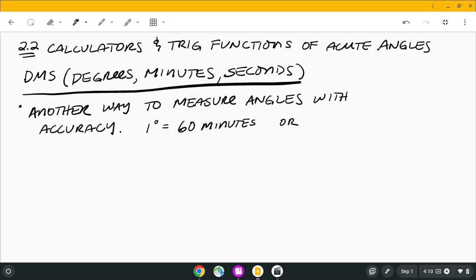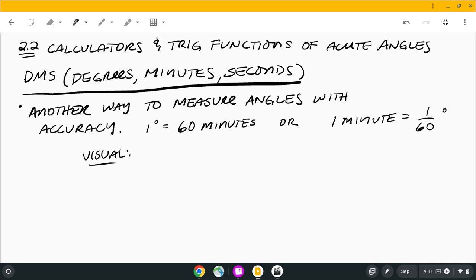Another way to look at that: if there are 60 minutes in 1 degree, then 1 minute, one of those slices, is only 1/60th of a degree, right? So 1 minute equals 1/60th of a degree. Okay, so here's a visual.